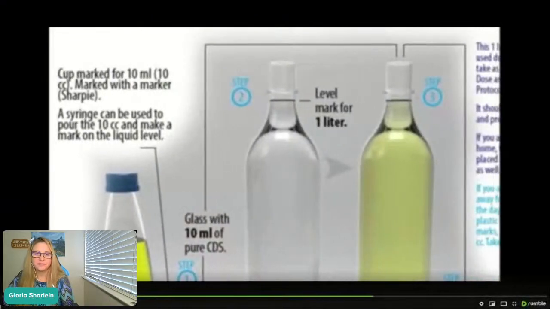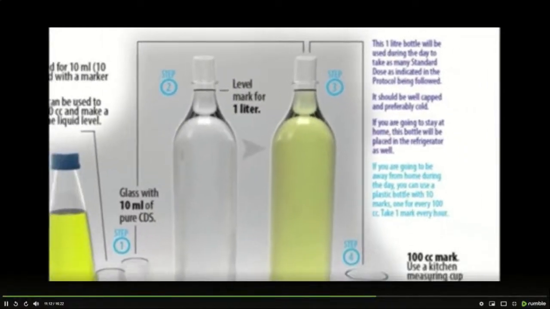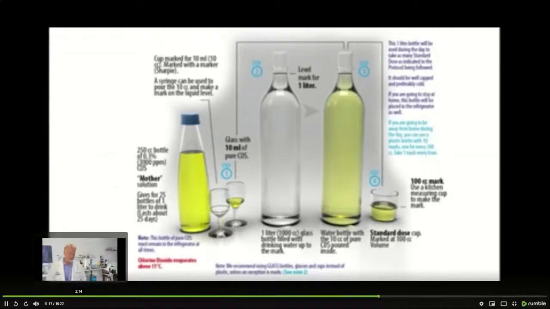Chlorine dioxide solution. 10 milliliters is added to 1 liter of water, which then is drunk in 10 doses during the day. It is therefore very easy to use.